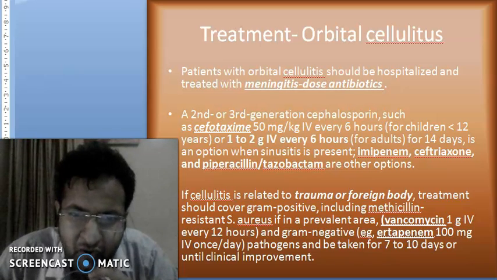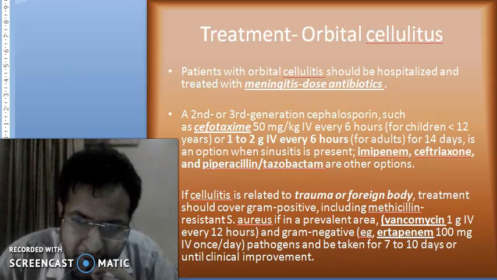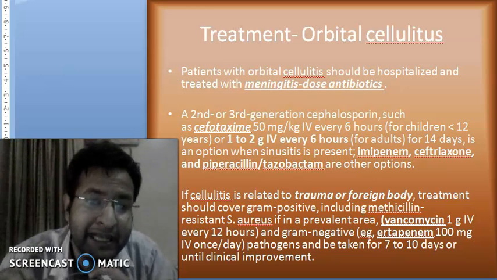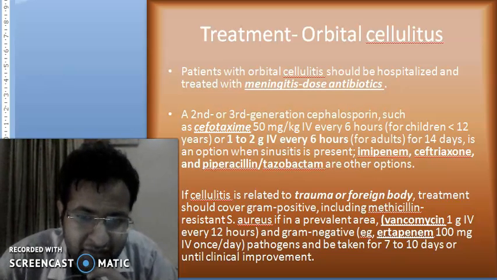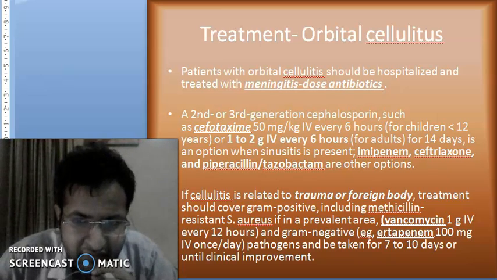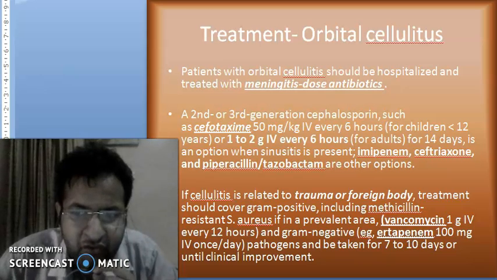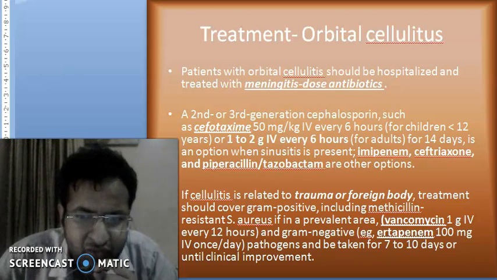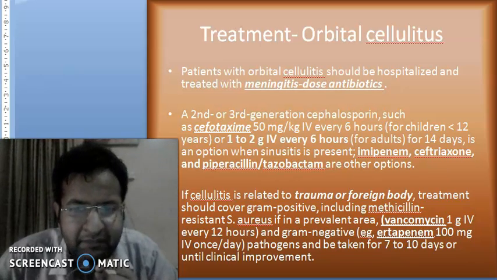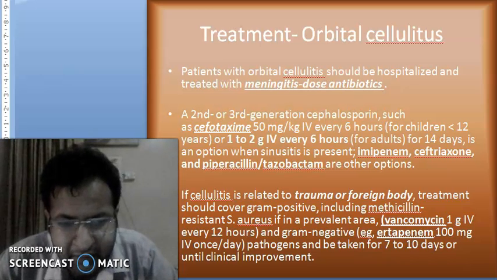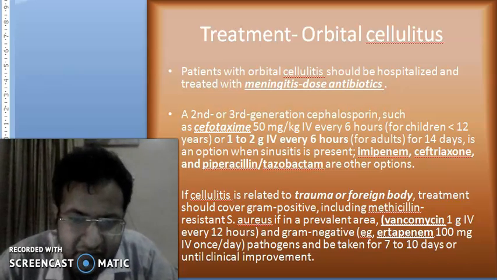Orbital cellulitis should be hospitalized. The patient should be hospitalized and treated with meningitis-dose antibiotics. A second or third generation cephalosporin such as cefotaxime has to be given for 14 days and is an option when sinusitis is present. Imipenem, ceftriaxone and piperacillin-tazobactam can also be given, but with a medicine consult.